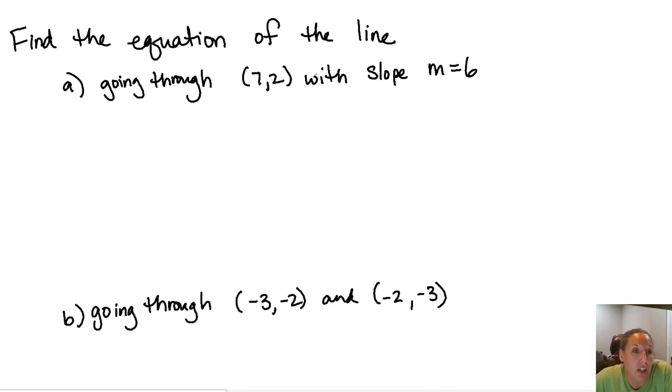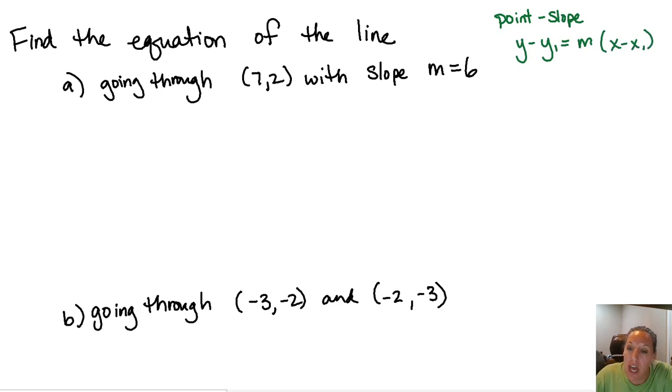Hello, in this video we're going to take a look at finding the equation of a line with different properties. There's a couple of different forms of the equation of a line. We have the point slope form, and that's the form of the line that we use when we know a point and a slope. It's going to be y minus y1, where y1 is the y value of our point, our slope is m, and then x minus x1, where x1 is the x value of our point.